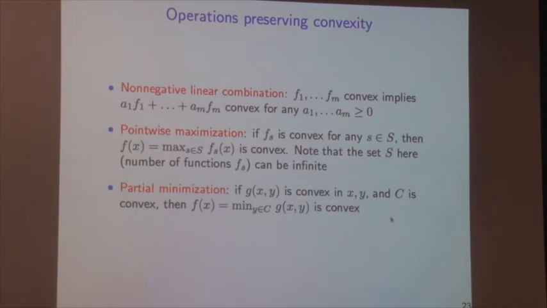Partial minimization is also convex. I called it pointwise minimization, but that's really not as accurate a descriptor. If I have a function that's convex jointly in 2 variables x and y, and C is a convex set, then if I minimize over all y in the set C, the function that remains as a function of x is still a convex function. Okay, so this is only true if the set C is convex.